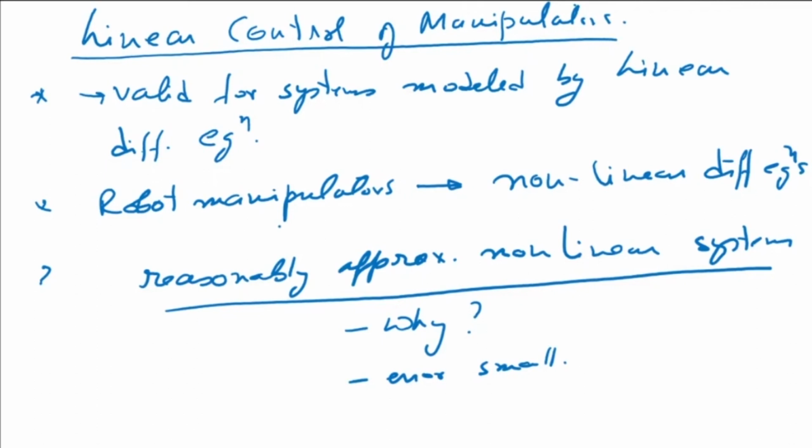Now let's move forward and try and see what the controller should look like, and try and design such controllers. One way of trying to control the robot manipulator could be by using a trajectory generator. So we have a trajectory generator.